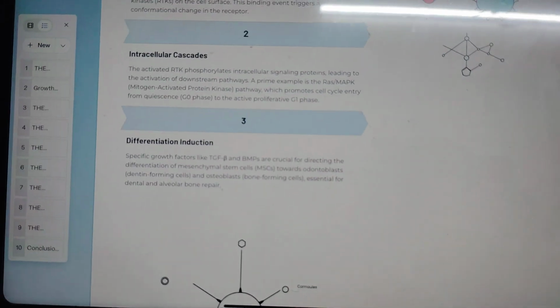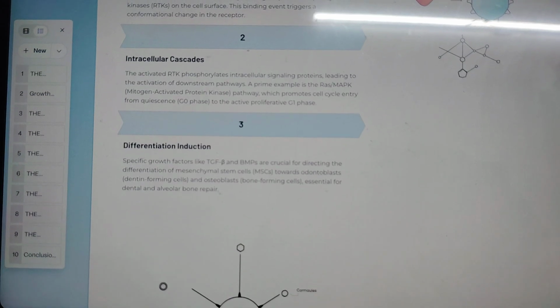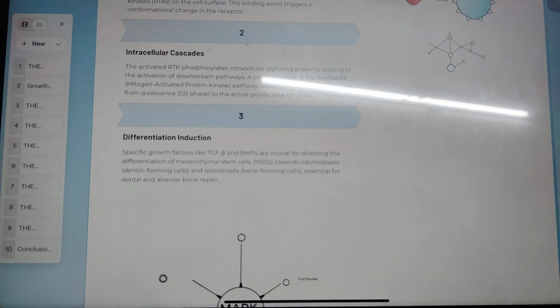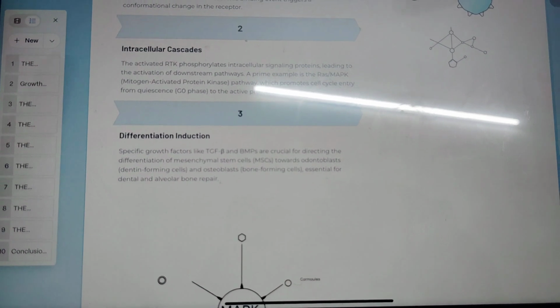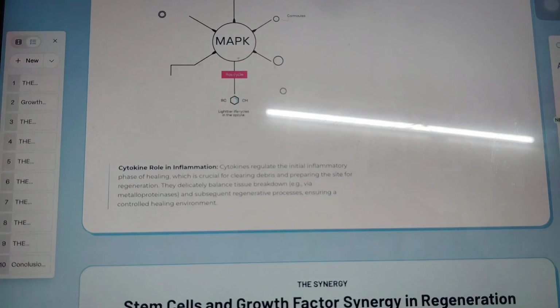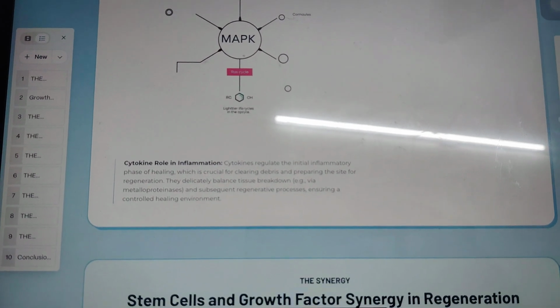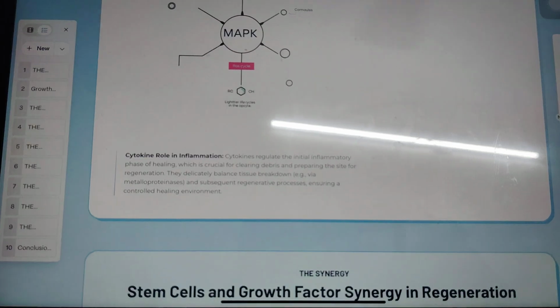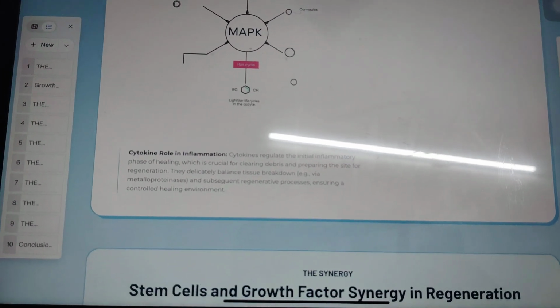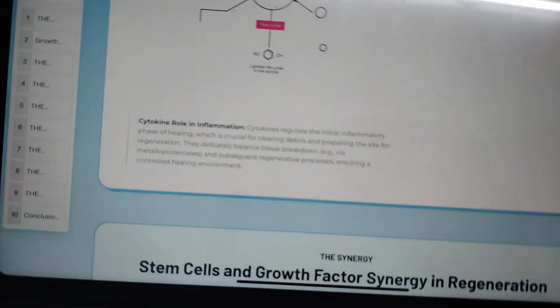Differentiation induction. Specific growth factors like TGF beta and BMPs are crucial for directing the differentiation of the mesenchymal stem cell towards odontoblasts, dentine forming cells, and osteoblasts, bone forming cells, essential for dental and alveolar bone repair. Cytokine role in inflammation. Cytokines regulate the initial inflammatory phase of healing, which is crucial for clearing debris and preparing the site for regeneration. They delicately balance tissue breakdown and subsequent regenerative processes, ensuring a controlled healing environment.